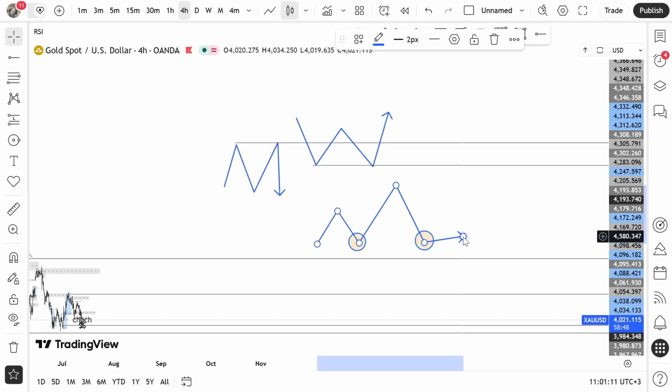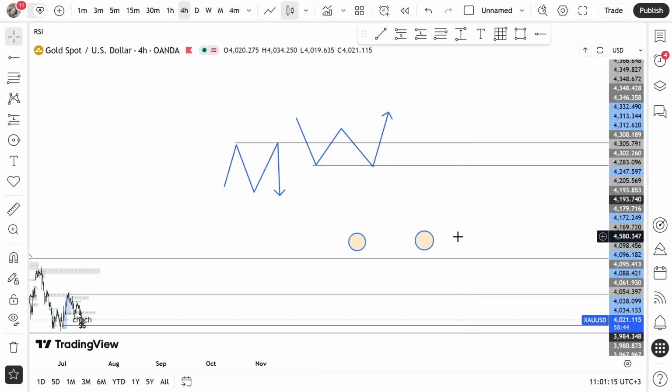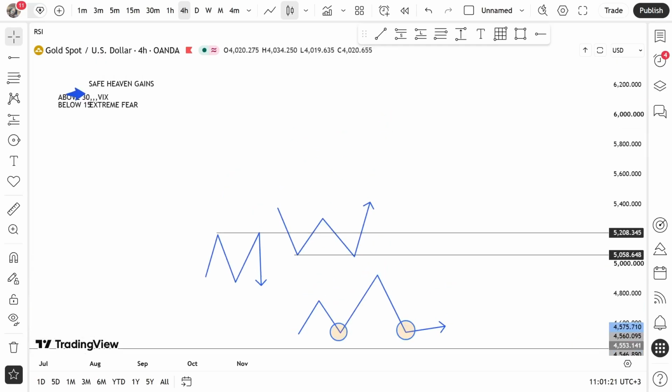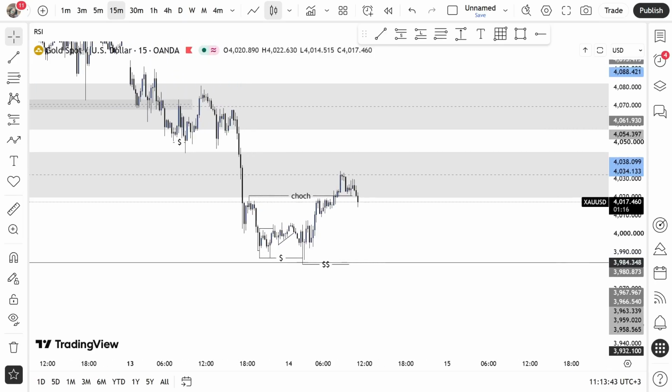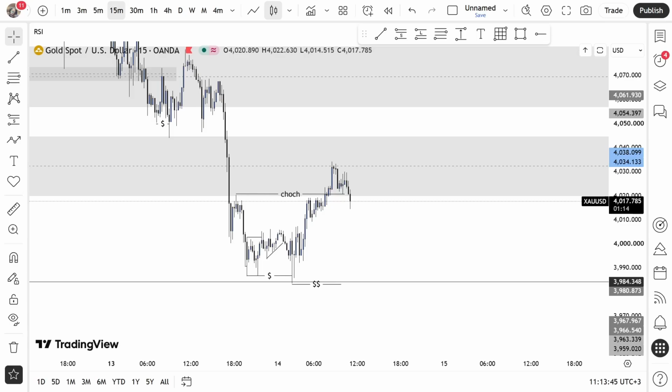So let's begin. I think I'll erase this stuff. No, I think I'll just leave it there for someone to understand. So generally, these zones are zones of liquidity. So in gold, we can take a look at this. This is what happened.